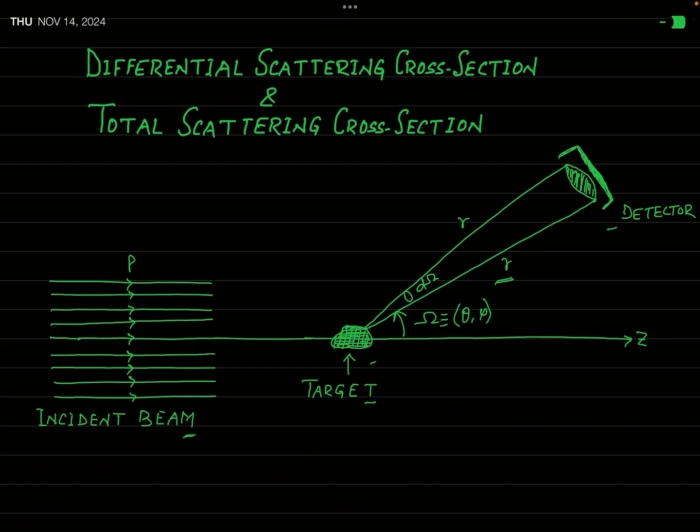So if the target is, let us say, very thin, of thickness, let us say, 0.1 mm, then if the detector is situated at 50 centimeters, that is a very large distance, because you have to compare the 50 centimeter distance with 0.1 millimeter. So actually we can say that this detector is situated at a large distance compared with the linear dimension of the target.